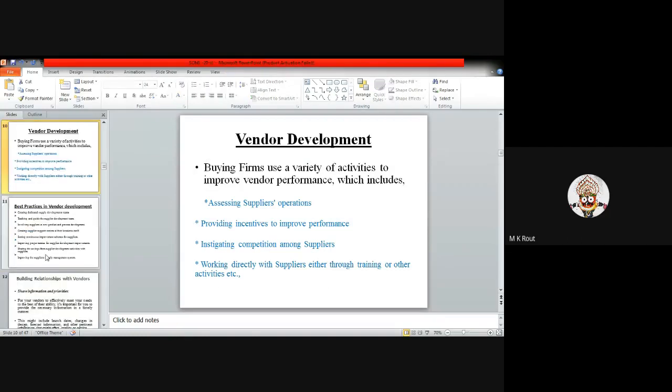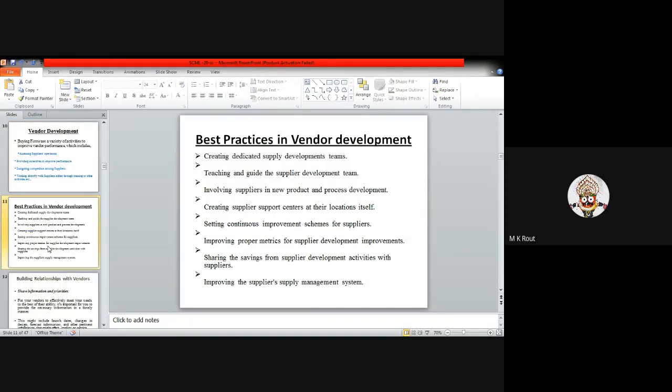Moving to the next part, the best practices in vendor development. First one is creating dedicated supply development teams. So whenever you are responsible for vendor development, you should develop dedicated supply development teams. The next is teaching and guiding the supply development teams, involving suppliers in new product and process development. The next is creating supplier support centers at their location itself. The next one is setting a continuous improvement scheme for suppliers. And the next is improving metrics for supply development improvement.